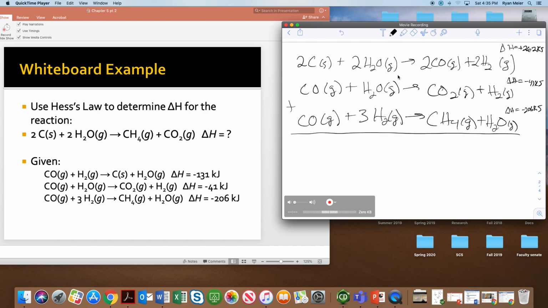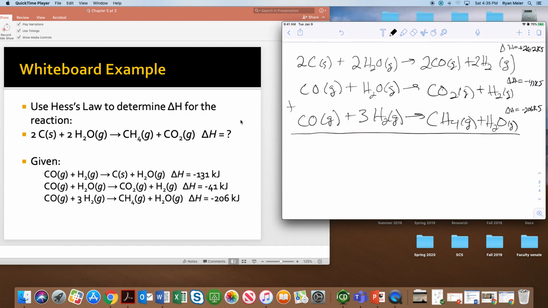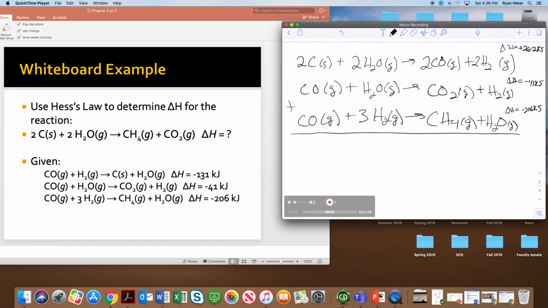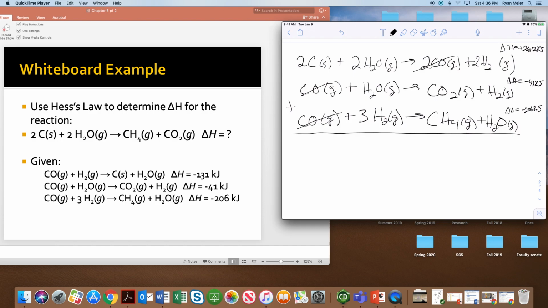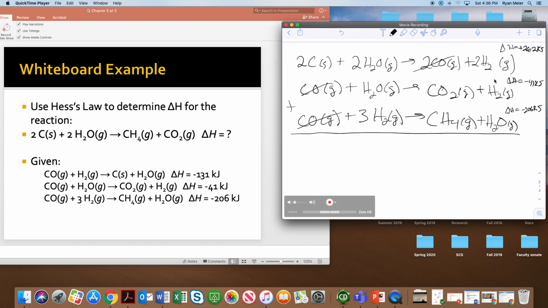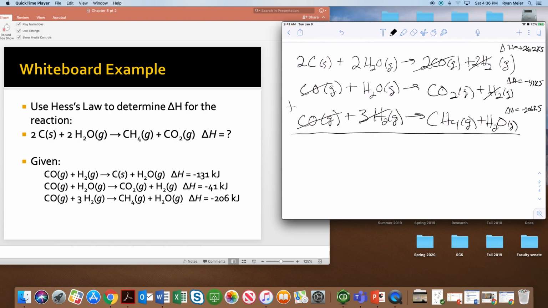So by looking at these two reactions, I notice that I have two COs on the top right over here on the product side, but I also have two COs over here on the reactant side. That means those things are going to cancel out, right? So those are gone from my overall reaction. I also notice I have 2H2 and another H2 for a total of 3H2 on the product side. And the last one has 3H2 on the reactant side. So all of those are also going to cancel out when I add these all together.